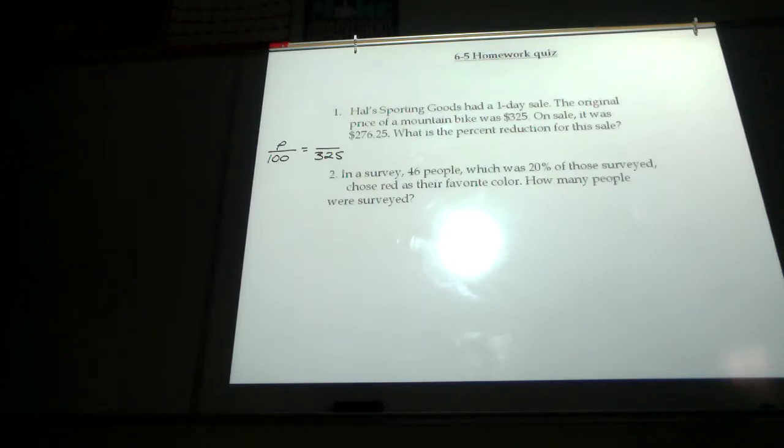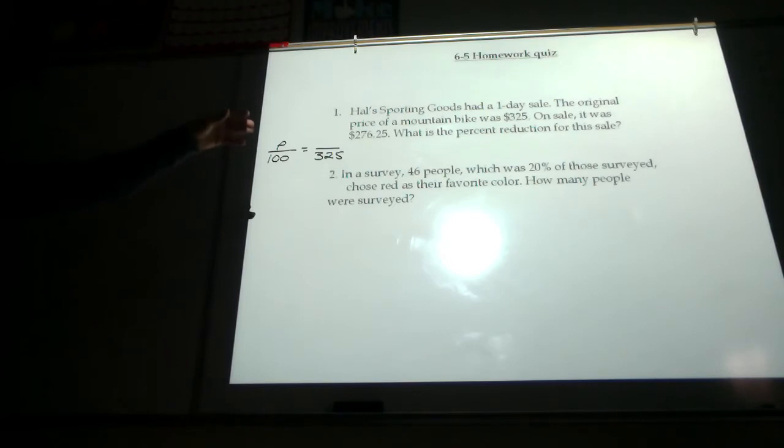On sale, it was $276.25. What is the percent reduction for this sale? What does reduction mean? Katie? The amount that we're taking away. Do we take away $276.25? No, that's how much we pay. So how would we find the amount that we took away? How could we do that? 325 minus 276.25. That's right.